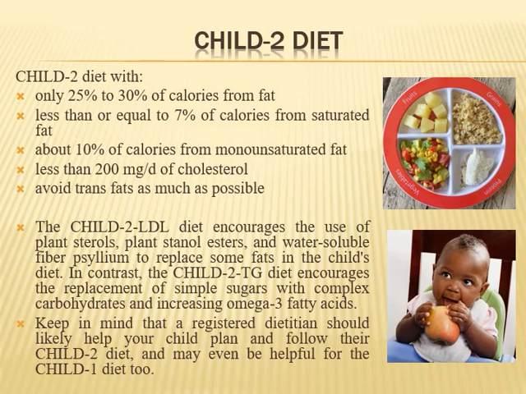The Child 2 LDL diet encourages the use of plant sterols, plant stanol esters, and the water-soluble fiber psyllium to replace some fats in the child's diet. In contrast, the Child 2 TG diet encourages the replacement of simple sugars with complex carbohydrates and increasing omega-3 fatty acids. Keep in mind that a registered dietitian should likely help your child plan and follow their Child 2 diet, and may even be helpful for the Child 1 diet too.